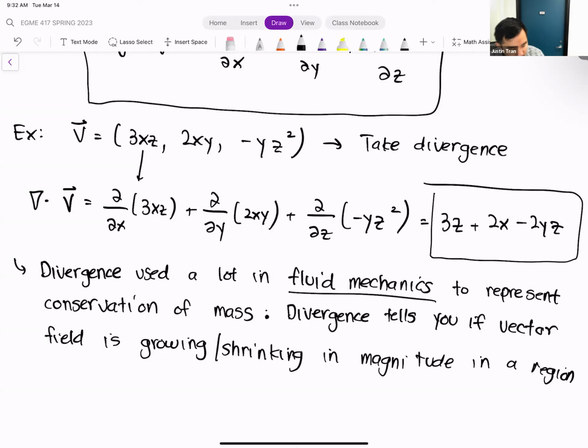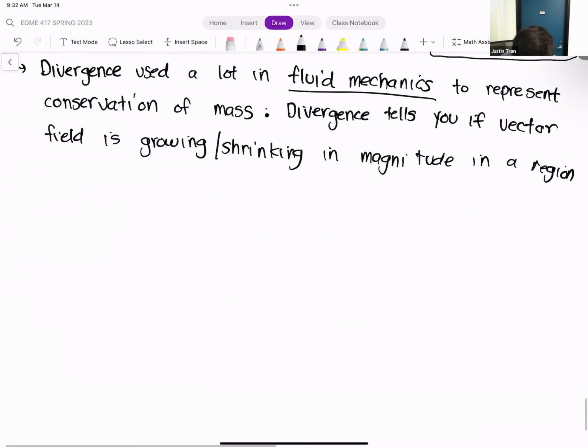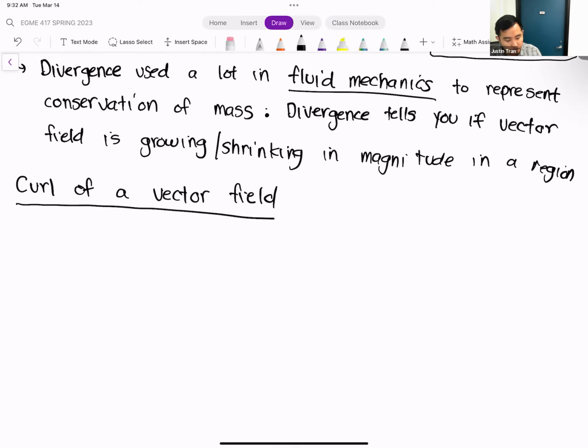Okay, so for the last 15 minutes today, I want to talk about the curl. The curl of a vector field makes use of the cross product. Remember, the last thing we covered last Tuesday was how to take the cross product between two vectors. The curl of a vector field is basically the cross product between our nabla and our vector field.